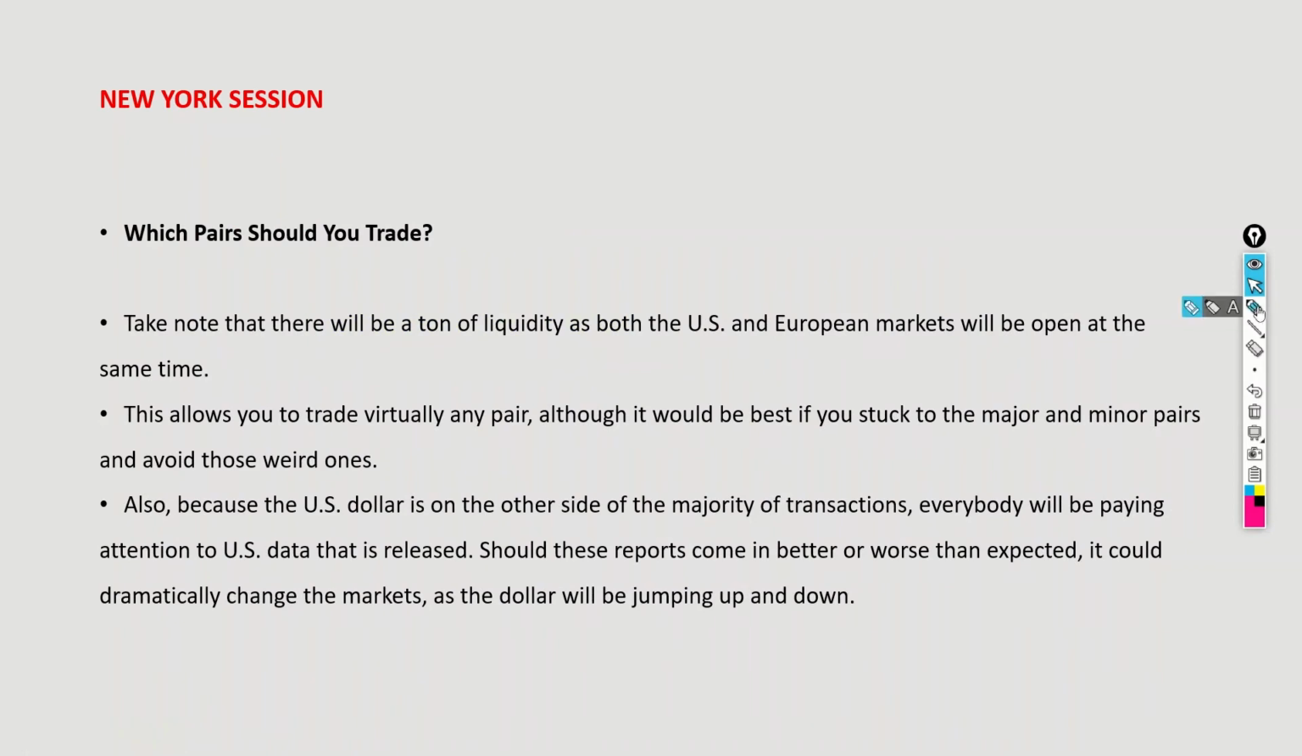So we are still looking at the New York session. Which pairs should you trade during the New York session? Take note that there will be a ton of liquidity as both US and European markets will be open at the same time. This allows you to trade virtually any pair, although it would be best if you stuck to the major and minor pairs and avoid those weird ones. Also, because the US dollar is on the other side of the majority of the transactions, everybody will be paying attention to the US data that is released. Should these reports come in better or worse than expected, it could dramatically change the markets as the dollar will be jumping up and down.